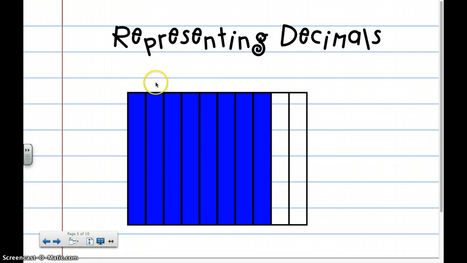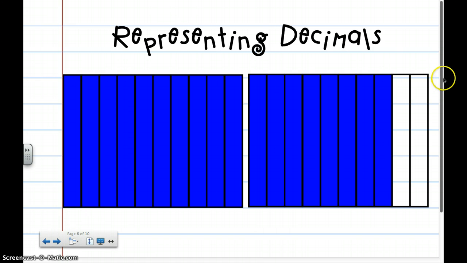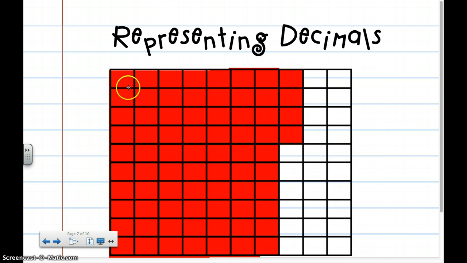This is going to be 1, 2, 3, 4, 5, 6, 7, 8 tenths, or 80 hundredths if I split this into 100 pieces. This is going to be 1 and 8 tenths, or 1 and 80 hundredths. This is going to be 10, 20, 30, 40, 50, 60, 70, 71, 72, 73, 74. This is going to be 74 hundredths, okay?